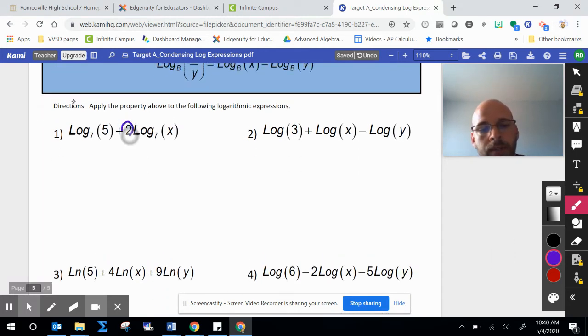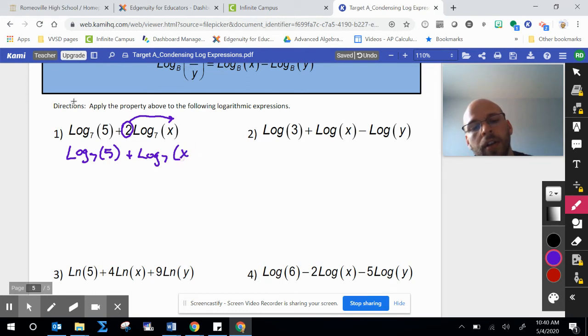So I have this exponent of 2. I know that coefficient of 2 has got to be an exponent. So I'm going to say log base 7 of 5 plus the log base 7 of x squared. Now that 2 is only a coefficient on the second log, so that's the only thing that gets the exponent. So we do that first.